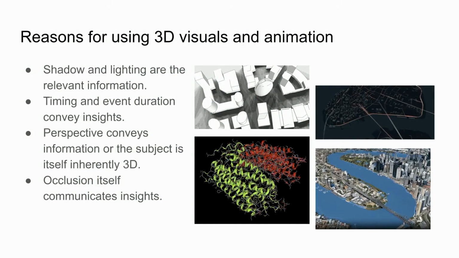I guess I'll also mention that sometimes we're visualizing things that are inherently 3D in themselves. So the example on the bottom left, where we're looking at the three-dimensional structure of a protein. And three-dimensional structure is pretty important in this domain because it affects how proteins interact and bind with each other. So I think this is a good use case of 3D rendering.